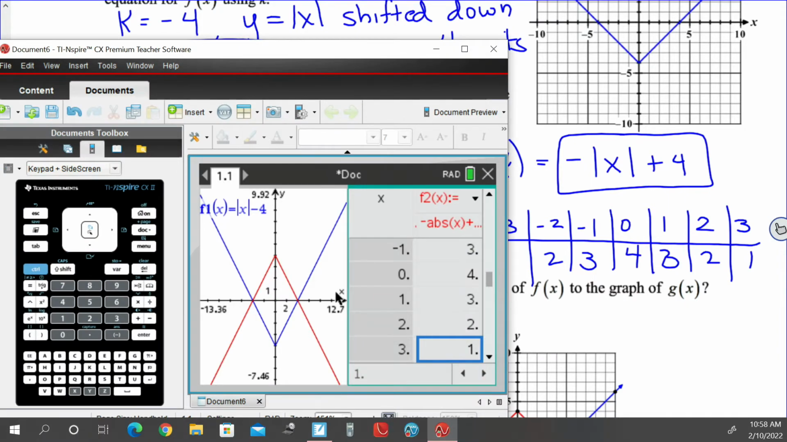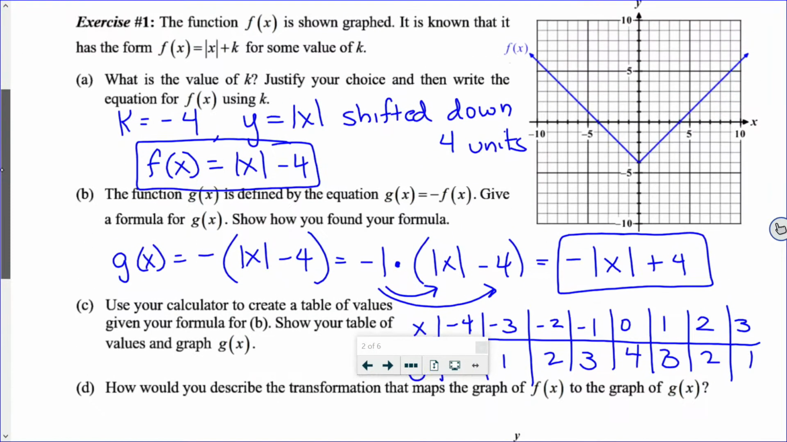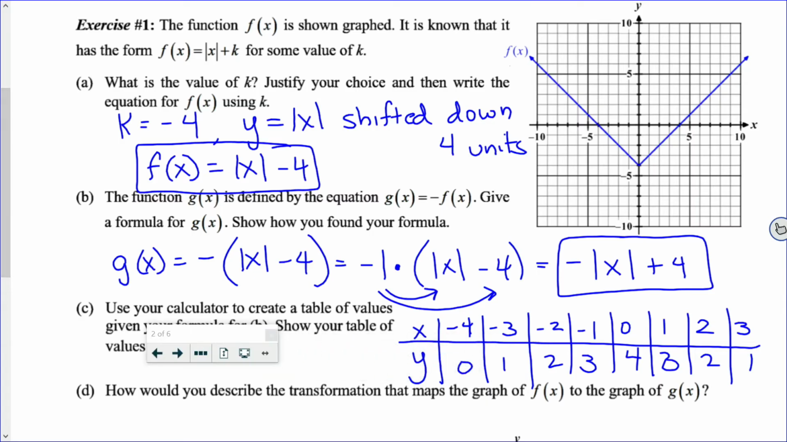All right, we will now plot this. Let's see if I can keep this on the screen. -4, 0 is right here, -3, 1, -2, 2, -1, 3, 0, 4, 1, 3, 2, 2, 3, 1. That's enough, I think. Plus I've got my graph anyway.